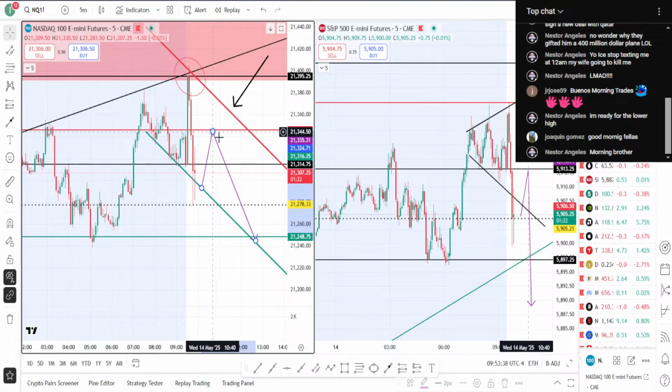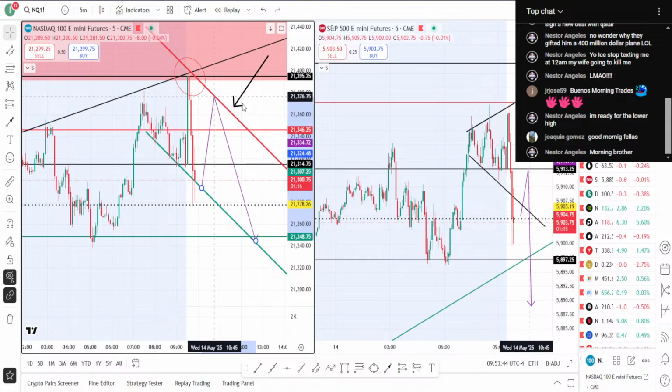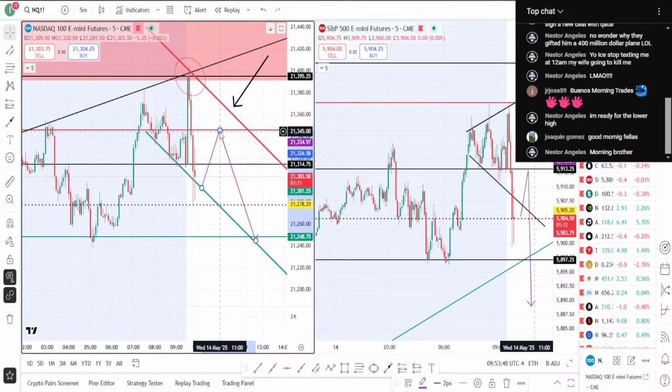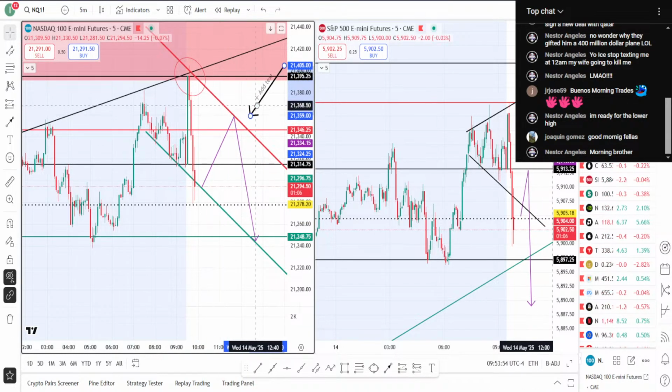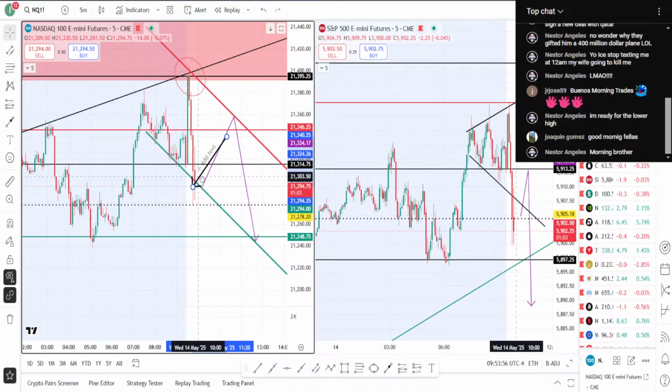This is how I'm finding my location, where I'm looking for my entry. Like, where on the chart am I looking for my entry? Well, I'm looking for it here. I'm looking for it here. Notice where I'm looking to sell, up here or up here. I'm not looking to sell down here.